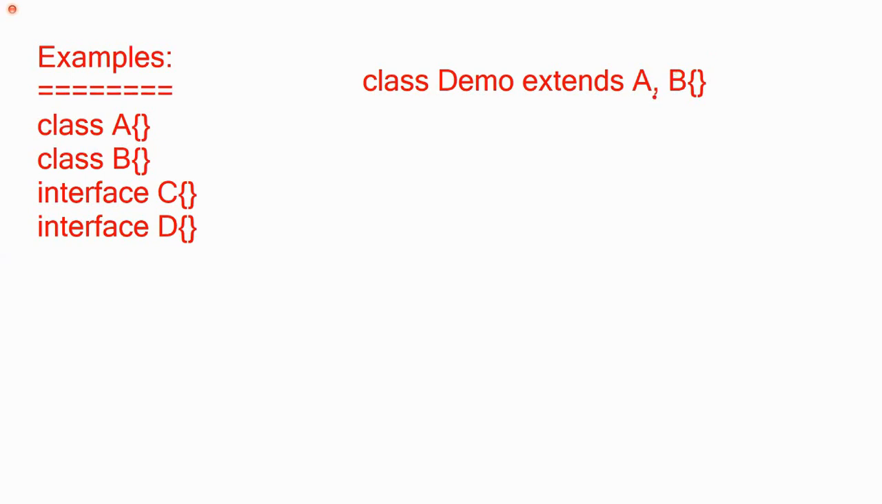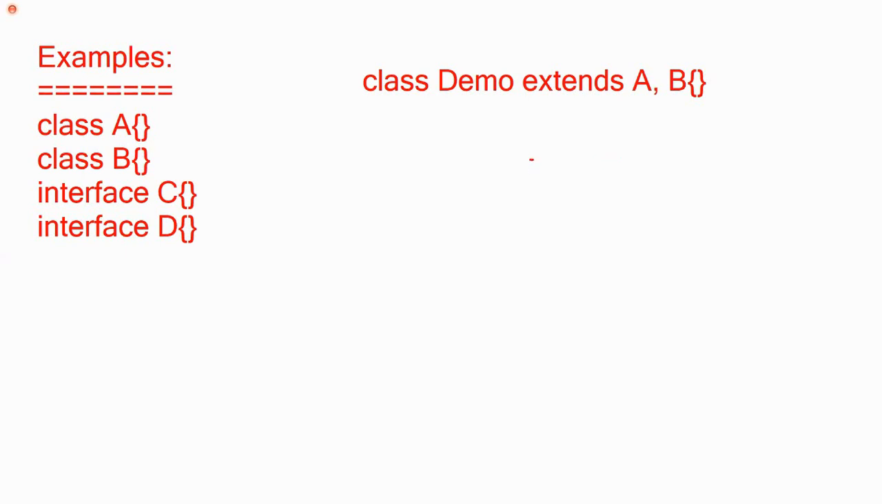Two classes. A means class, B means class. Two classes I'm inheriting. Is it valid? Are you listening, class? Give me the answer. Is it valid? Now, which are the superclasses? Which is the subclass? A is a superclass, B is a superclass. Demo is the subclass. Is it valid?